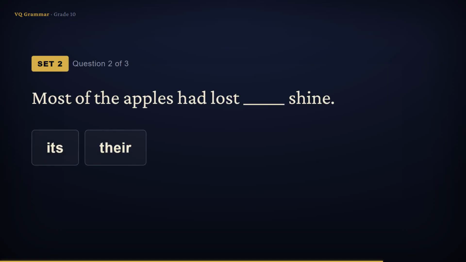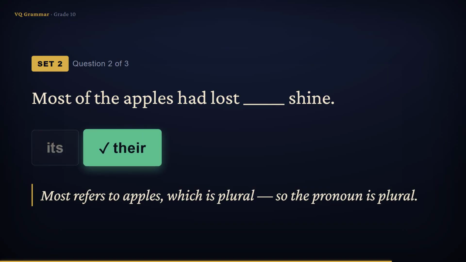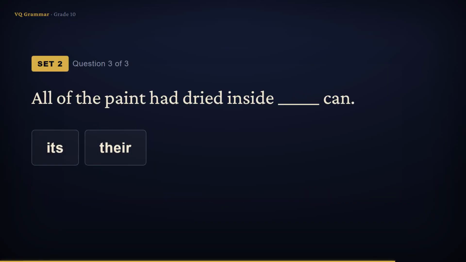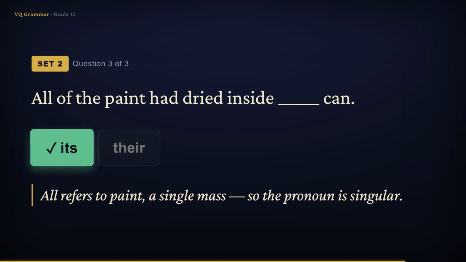Most of the apples had lost blank shine. Same word at the front, but a different noun behind it. Most now points to apples, and apples is plural, so the pronoun becomes their. All of the paint had dried inside blank can. All belongs to group 3, so we check the noun, paint. Paint here is one single mass, not a countable crowd, so all is singular and the pronoun is its.